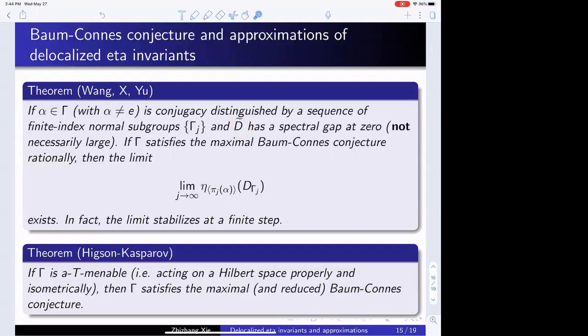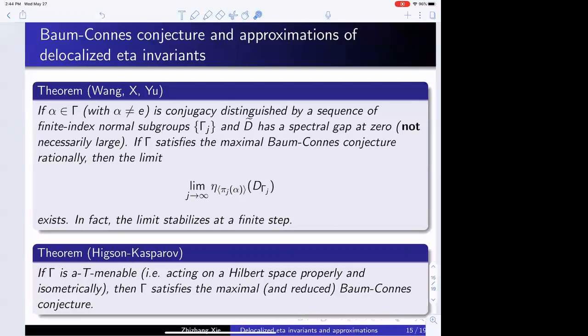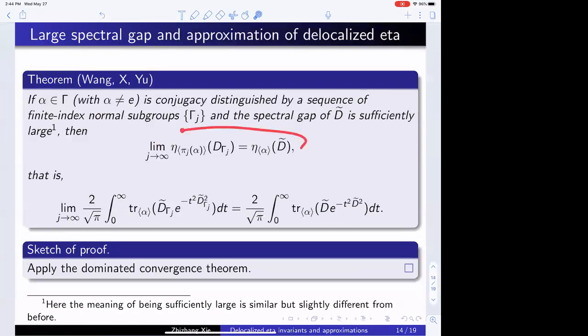Now, on the other hand, suppose gamma satisfies the maximal Baum-Connes conjecture. The rational version is enough. Then this limit always exists. Okay. Now, as you probably notice, this theorem is slightly different than this statement here.